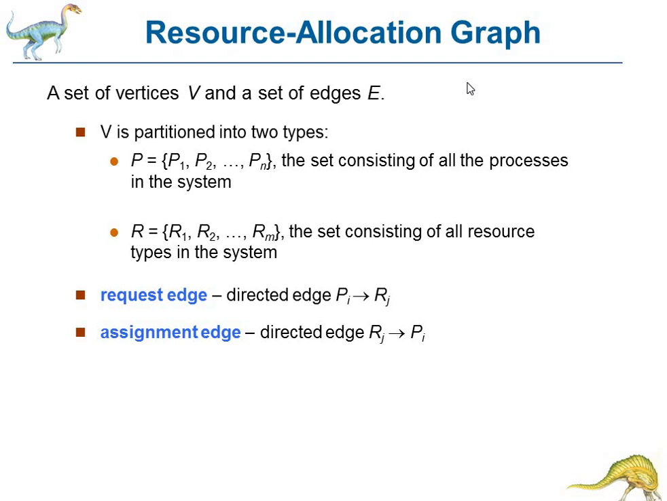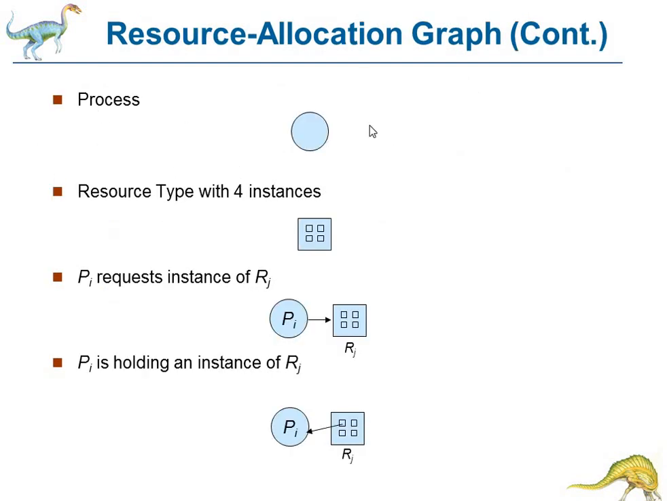The resource allocation graph is an important method for deadlock. See, in this diagram, a circle represents the process. Small squares are called instances. The long square is called a resource type. See, this diagram represents a resource type with four instances.